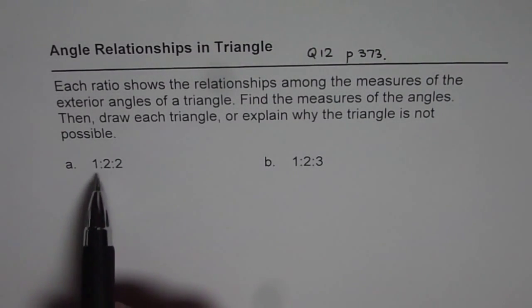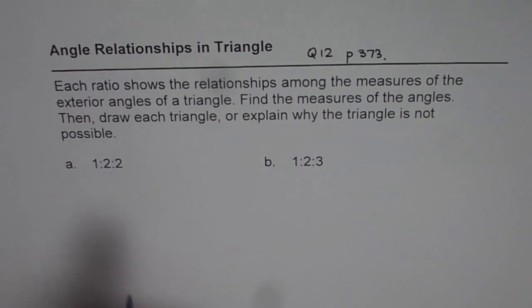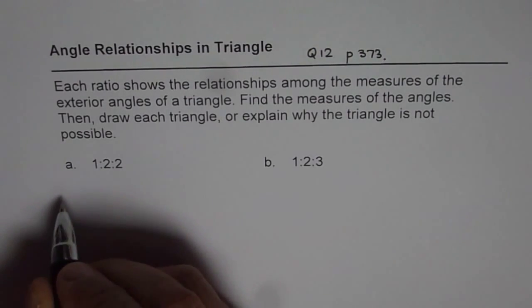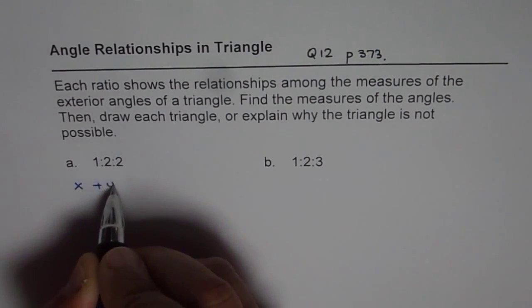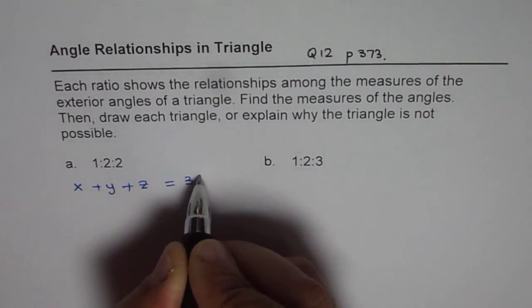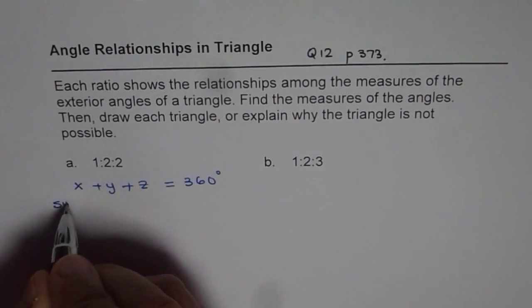So first one is 1 is to 2 is to 2, the other one is 1 is to 2 is to 3. So there are three exterior angles for a triangle, and we know that their ratio is 1 is to 2 is to 3. We also know if the angles are x, y and z, then the sum of these three exterior angles is always equal to 360 degrees, right? So that is the sum of exterior angles.